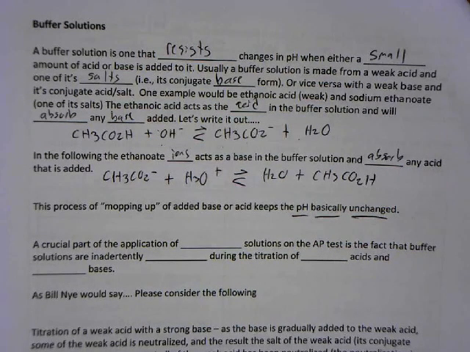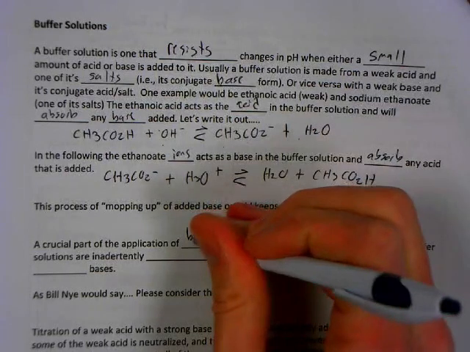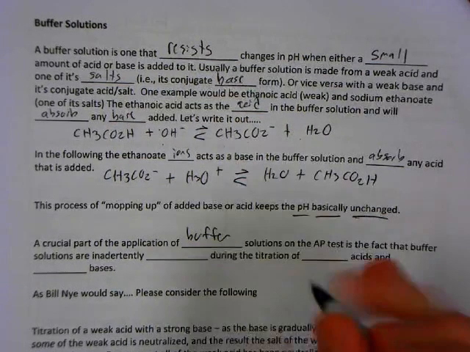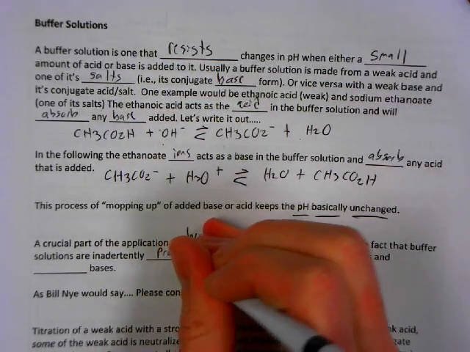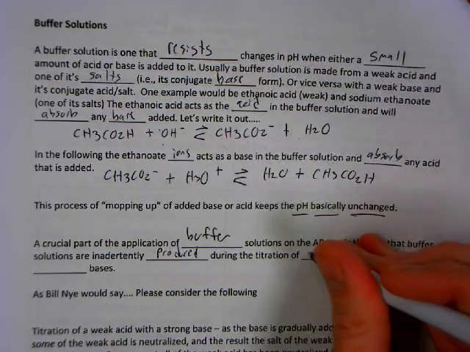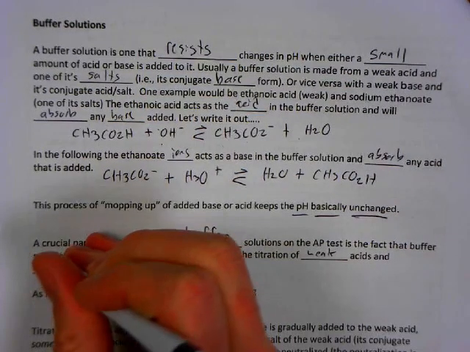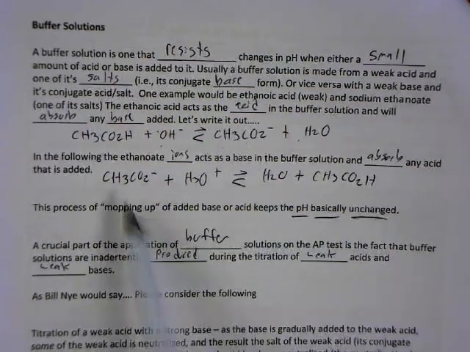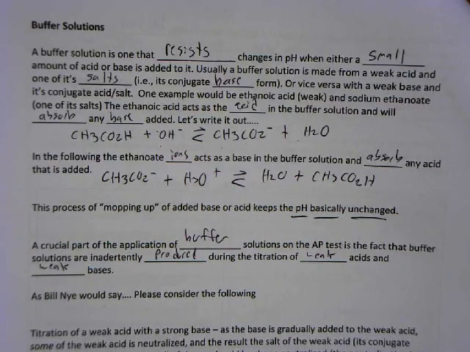A crucial part of the application of buffer solutions on the AP test is the fact that buffer solutions are inadvertently produced during the titration of a weak acid or weak bases. So weak acids and weak bases are where your buffer solutions are going to come from. You're not going to see a buffer solution of a strong acid. Why? What's a strong acid do? Completely dissociates, right? I need to have something on both sides that can either eat up or take away an acid or a base. That's why a weak acid is what we want.